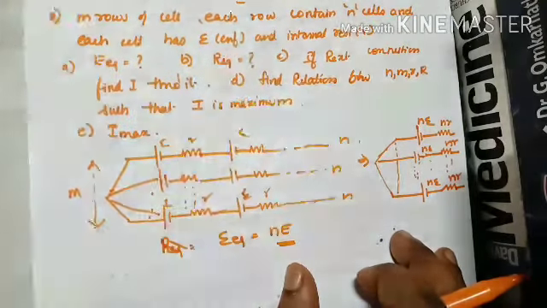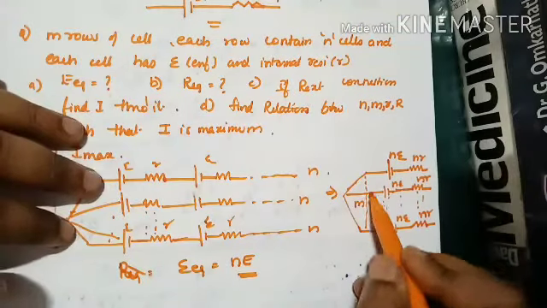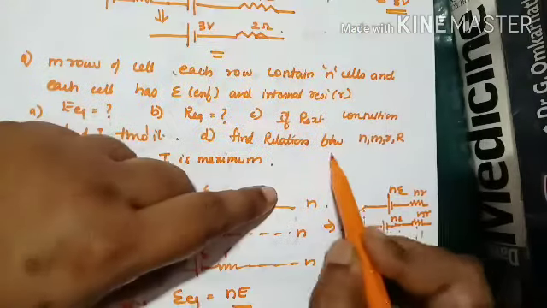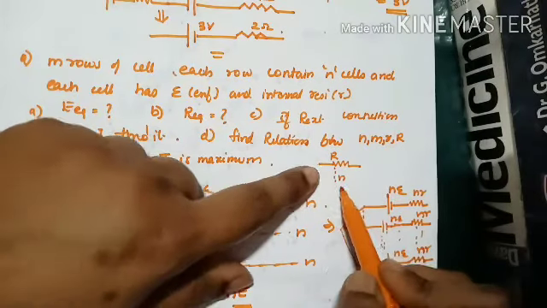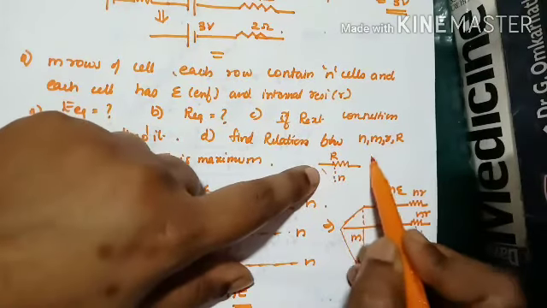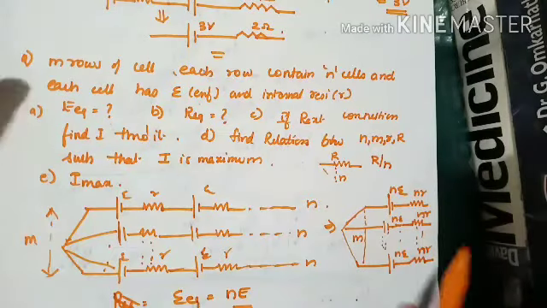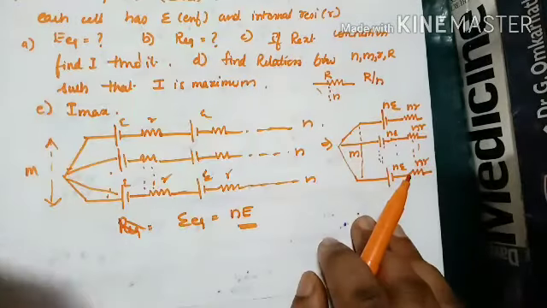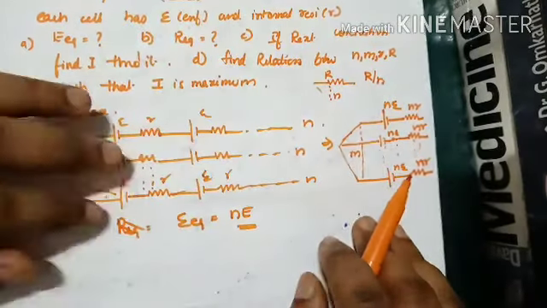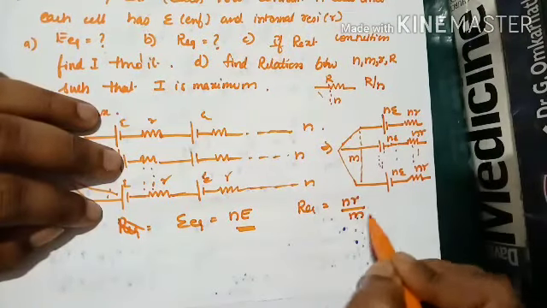Now R equivalent you guys can very easily say, right? Each row has resistance NR, and there are M such rows in parallel. So R equivalent is NR/M.